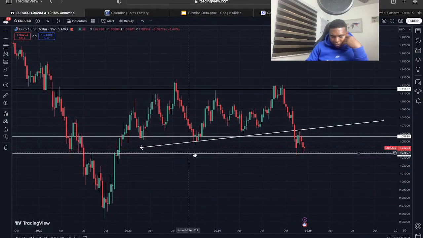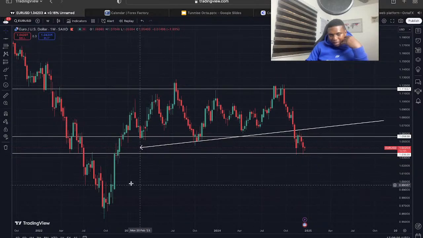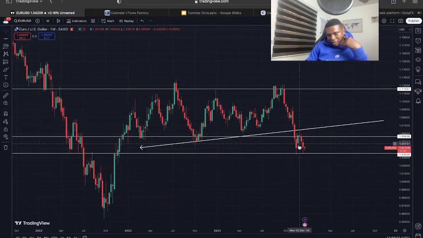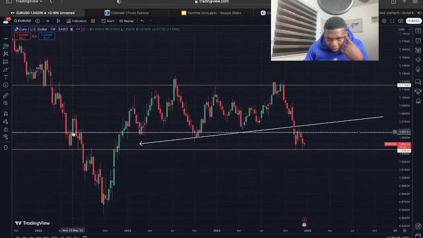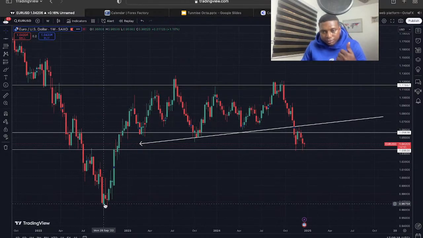Let's see here. So this level here seems to be like a support zone. But if you see that something similar that happened here has happened here, you can see that there was a breakout from this level, then a pullback. There was a breakout from this level, then a pullback, and you can see how price continued going down further.